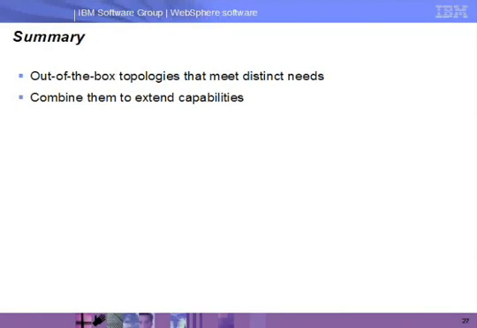In summary, WebSphere Application Server provides a variety of topologies out of the box that meet the needs of small, medium, and large-scale deployments. By combining them in various ways, you can increase not just scalability and reliability, but also manageability.